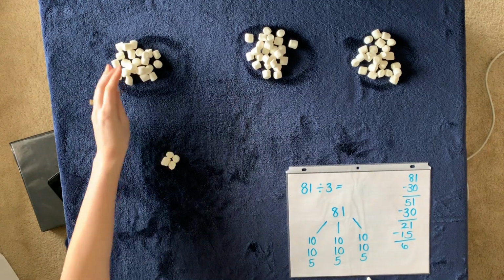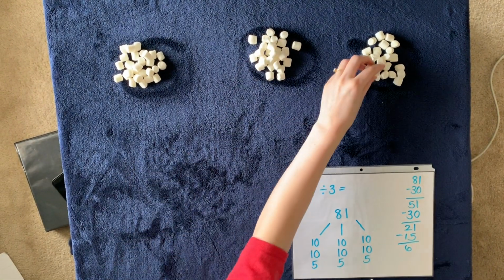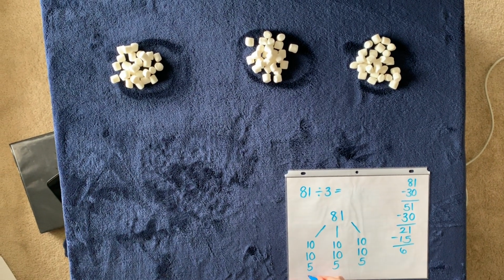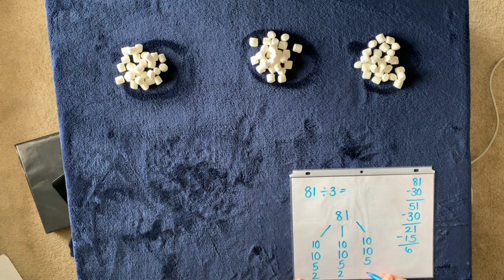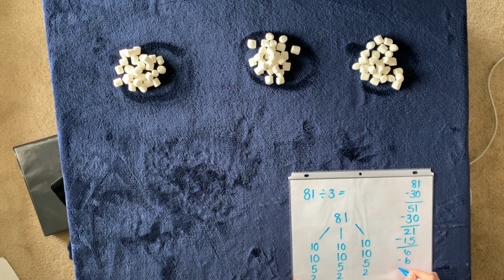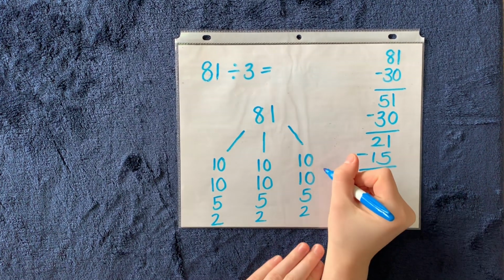Well, we can move 2 from our remaining 6 into each of our groups. We'll add 2 into each of our groups on the paper, and we'll subtract 6, and we are left with a remainder of 0. All we have to do is total the numbers remaining.